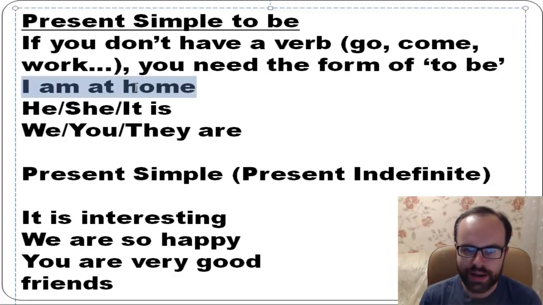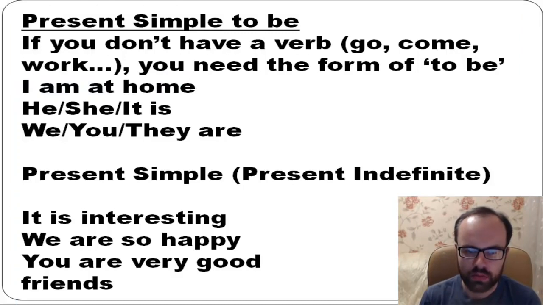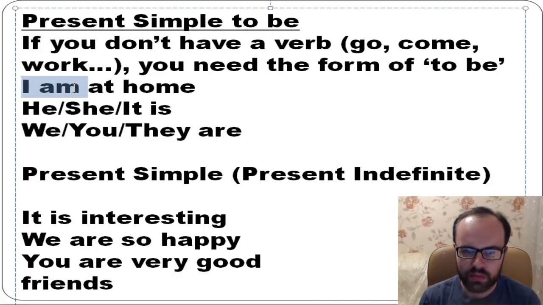Look, I am at home. Do you have a verb in the sentence? No. So you need to use am. I am. You must remember it. He, she, it is. He is at home. She is at home. It is at home. We, you, they are. We are at home. You are at home. They are at home.